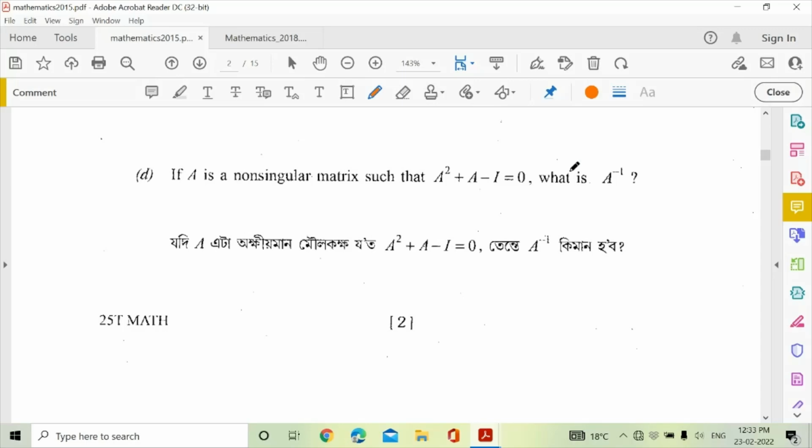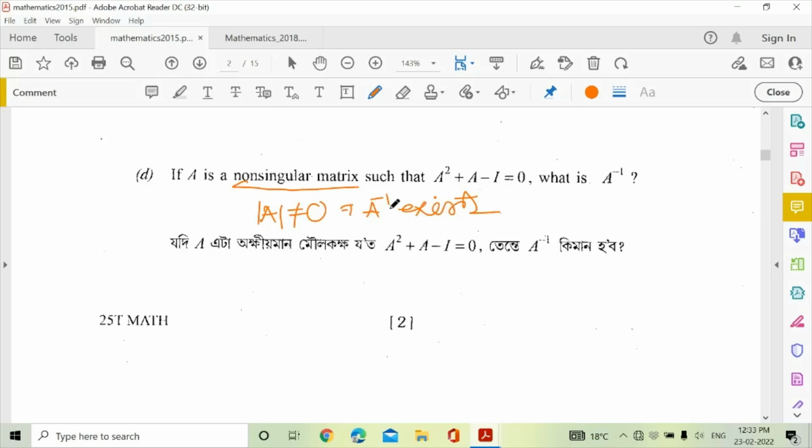Here also there is one question from determinants. Here A is a non-singular matrix. Non-singular means a matrix is said to be non-singular if determinant of A is not equal to 0. Singular means determinant is 0. Non-singular means non-zero. So determinant of A is not equal to 0, and this implies, always remember, A inverse exists. That means from the first line, if A is a non-singular matrix, the determinant of A is not equal to 0, and it is known to us that A inverse exists.